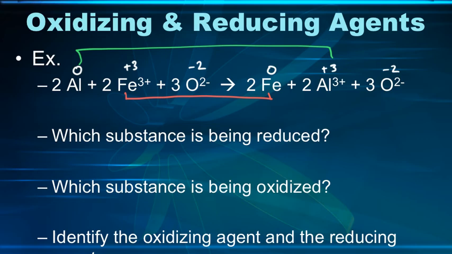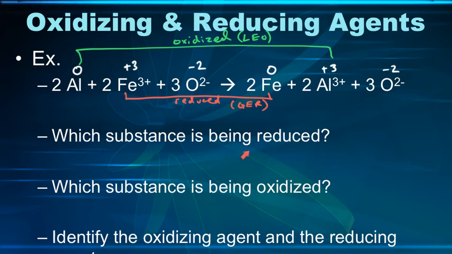Let's think about what happened. If the oxidation number goes up, that thing got oxidized. And if the oxidation number goes down, it got reduced. So aluminum here goes from 0 to +3. It gets oxidized. It lost electrons, LEO. The iron got reduced. It gained electrons, and its oxidation number went down.